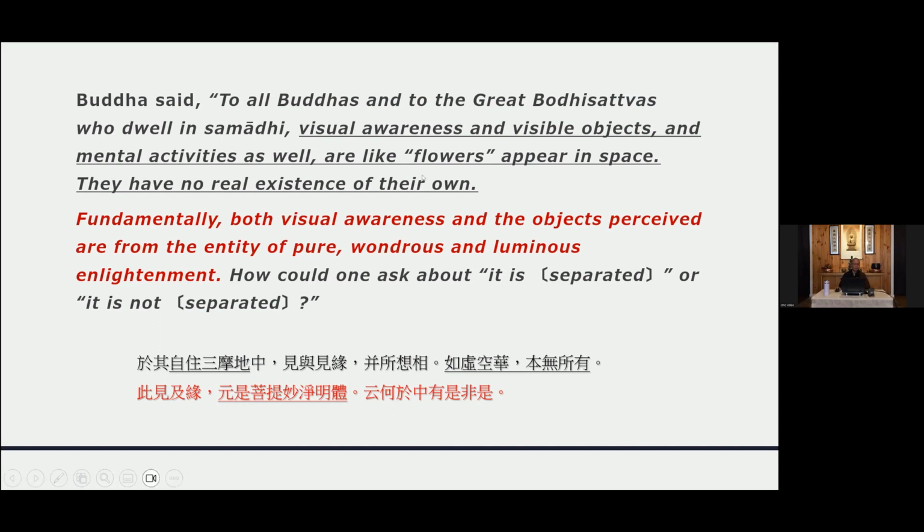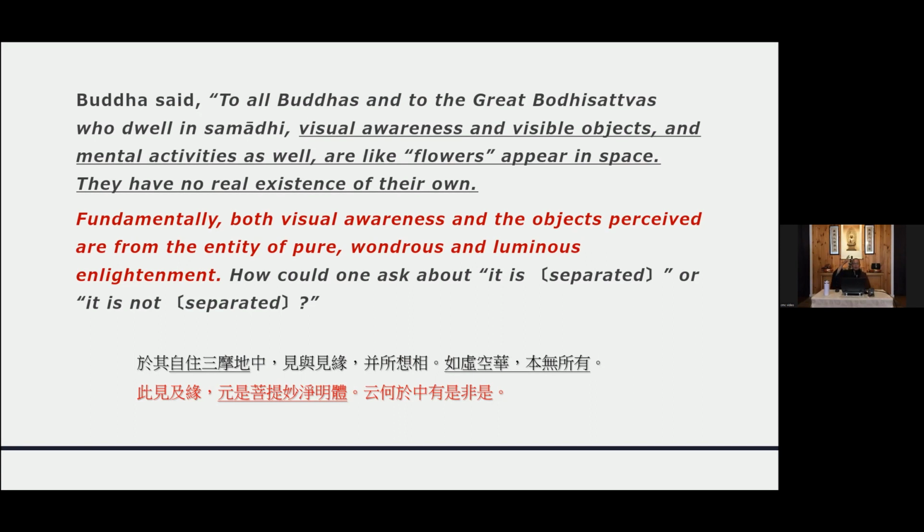Okay, Buddha said, to all Buddhas and to the great Bodhisattvas who dwell in samadhi, visual awareness and visible objects and mental activity as well are like flowers appearing in space. They have no real existence of their own. Fundamentally, both visual awareness and the objects perceived are from the entity of pure, wondrous, and luminous enlightenment. How could one ask whether it is separated or not separated?